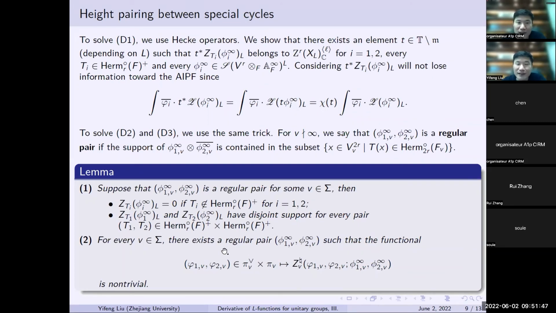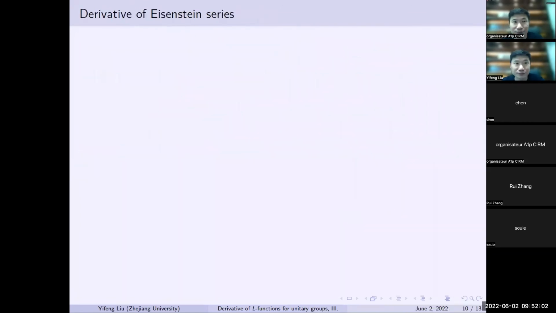Okay, so any question about, so I hope it explains how to solve the difficulties D1 to D3. Any question, any confusion? No question that I can see. Okay, good, good. So now we go to the analytic side.